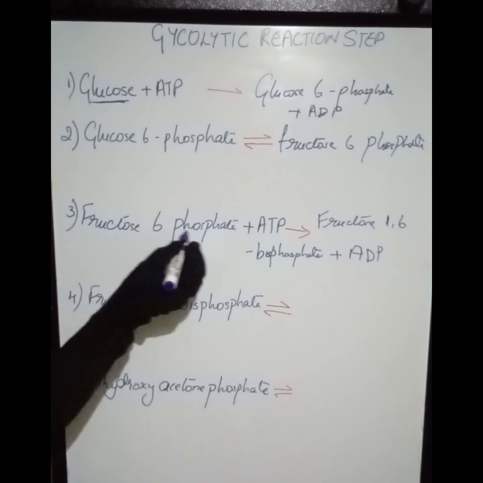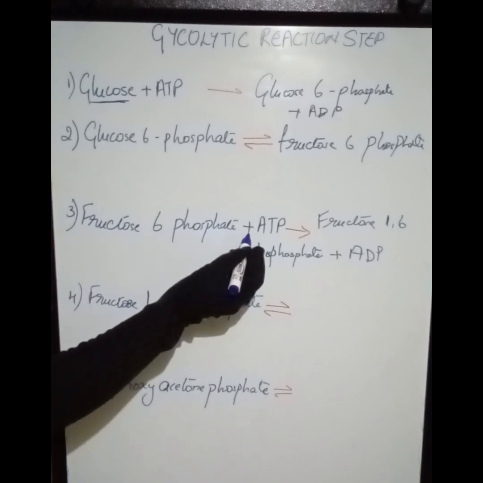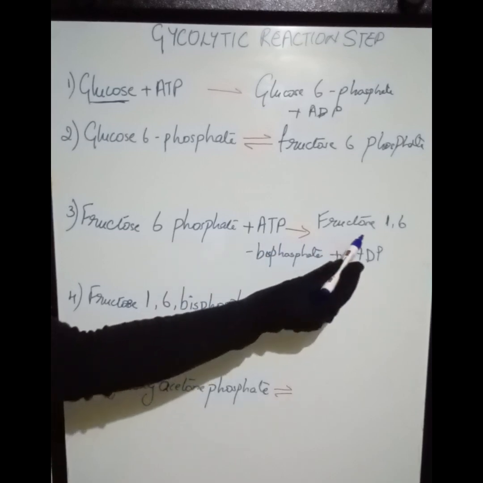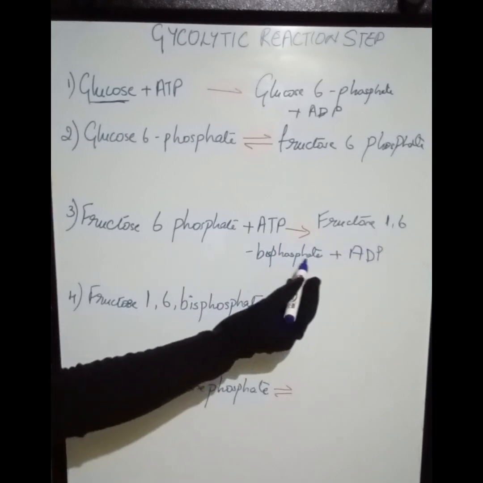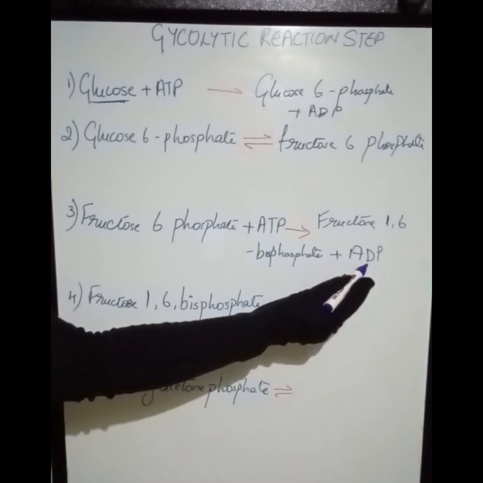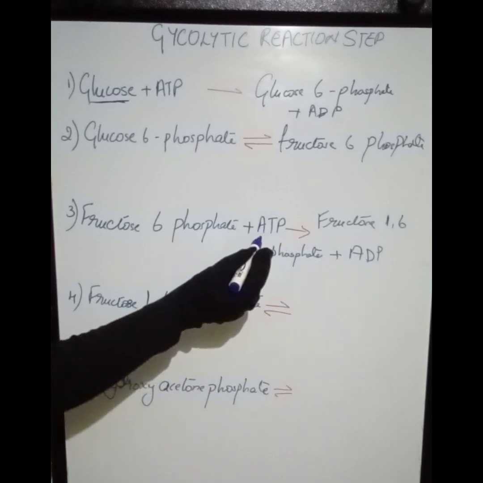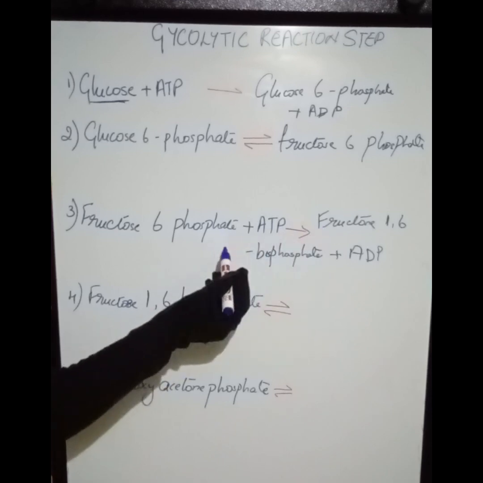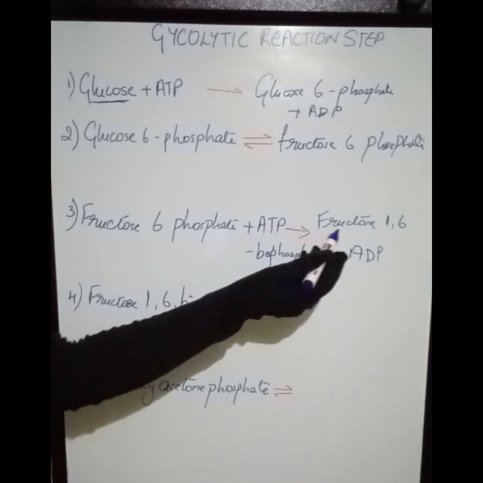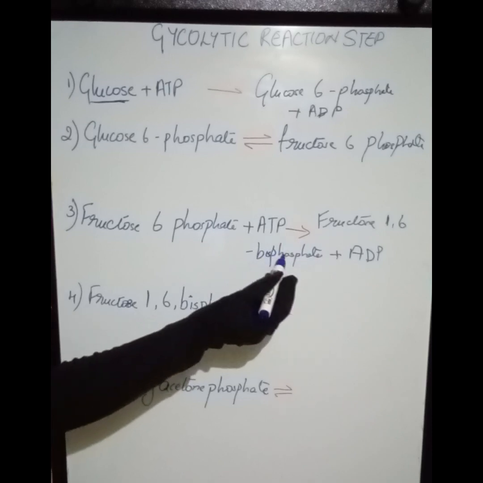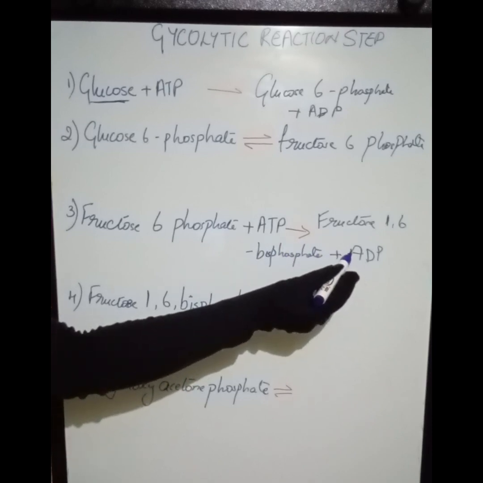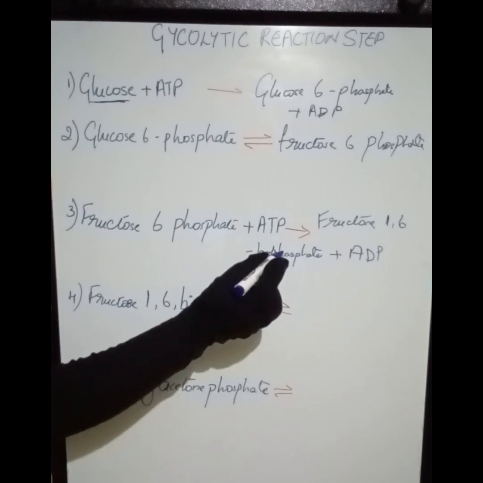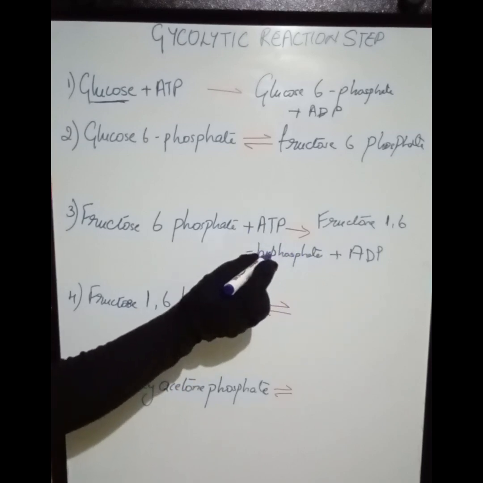So the fructose 6-phosphate consumes an ATP molecule to produce fructose 1,6-bisphosphate plus ADP. Means a phosphate molecule from here is consumed by fructose 6-phosphate to produce fructose bisphosphate plus ADP. This 1,6 will show you the region where the phosphate molecule is attached to the fructose.